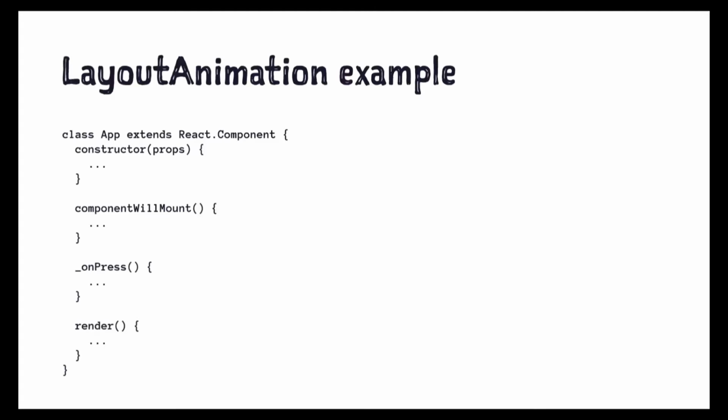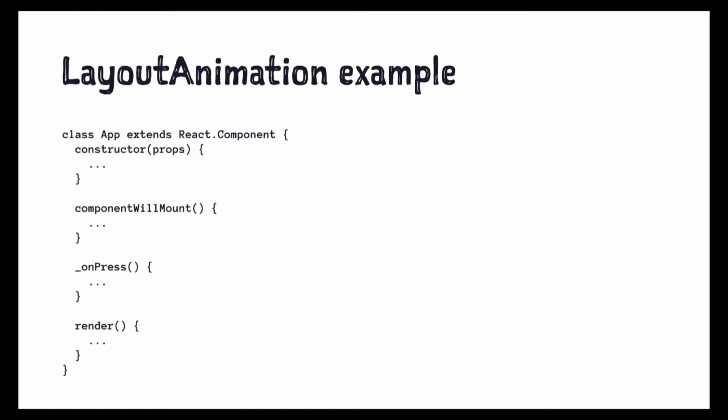If everybody can see, the constructor is just the method used to initialize the component. The componentWillMount occurs right before the component is placed onto the view. So right when it's about to be mounted onto the view, we're going to do some setup. onPress is the event that you guys saw when we press a button, and render is the typical React render method. I'm going to show you where I'm at.